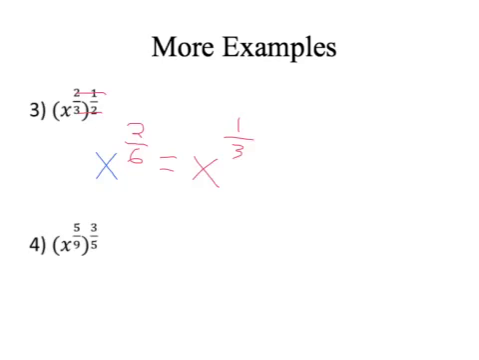For the bottom one, once again, multiply straight across. 5 times 3 is 15. 9 times 5 is 45. And we can reduce. We can divide both of those by 5. 15 divided by 5 would be 3. 45 divided by 5 would be 9. And we can reduce that one again. 3 and 9 are divisible by 3. 3 divided by 3 is 1. 9 divided by 3 is 3. So it reduces to x to the 1/3.